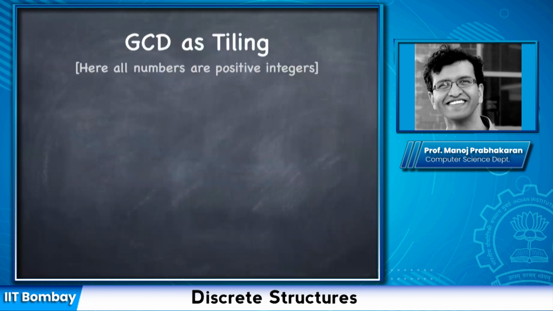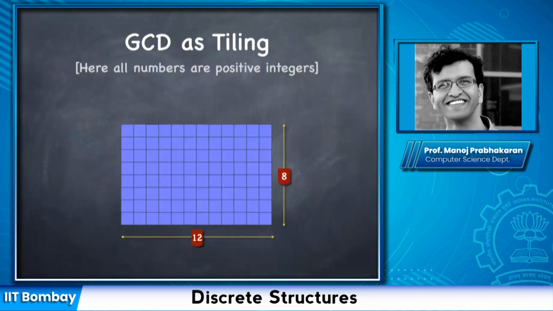Here is a way to picture GCD. So imagine we are interested in GCD of 8 and 12 here. Imagine a grid of size 12 by 8. Okay, so it's a grid of squares, say unit length, and there are 8 squares going this way and 12 squares going this way. So it's an 8 by 12 grid.